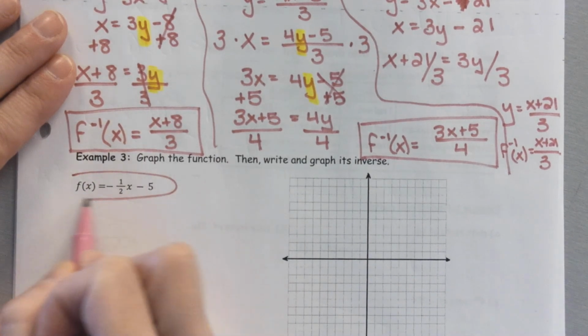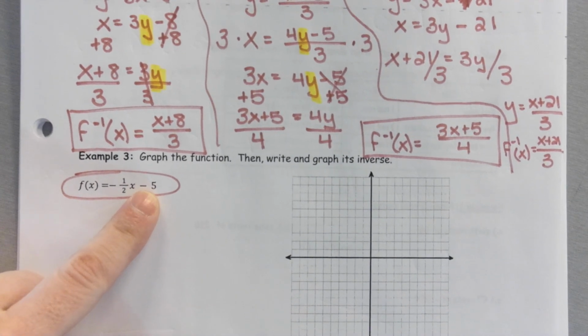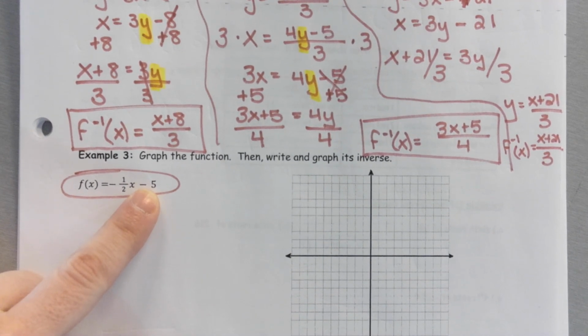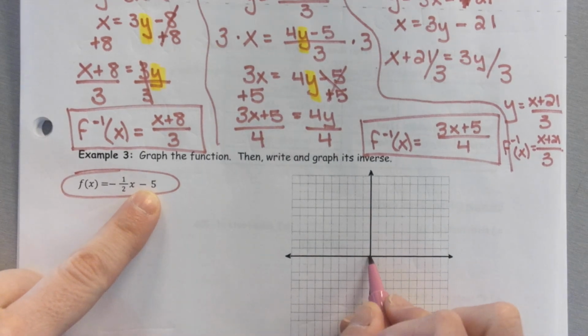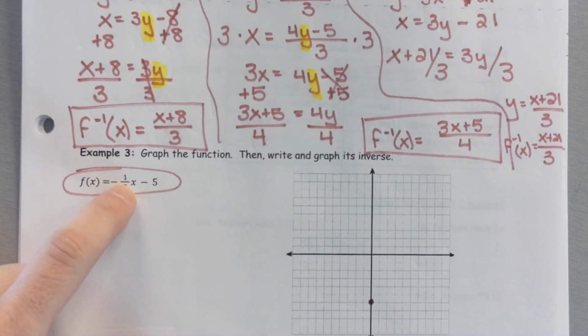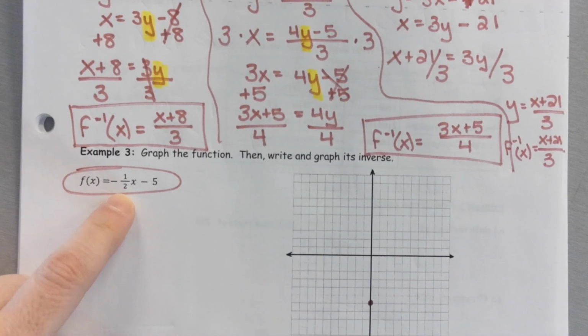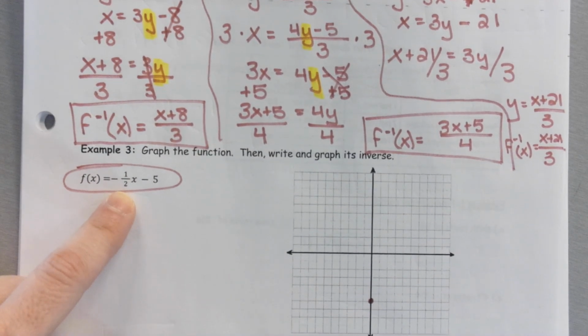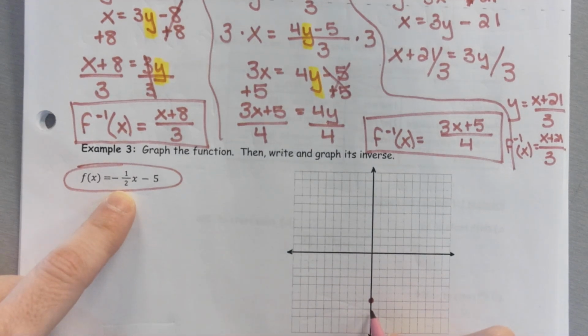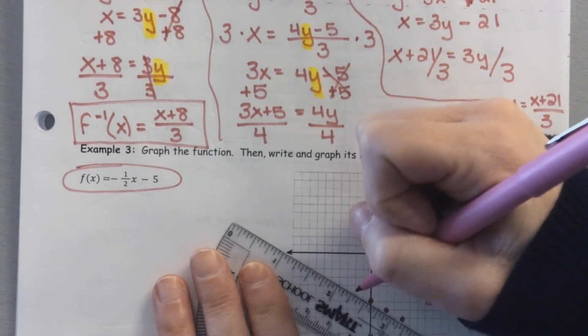All right, let's graph this one as it is. I'm going to graph using the idea that this is in slope-intercept form. So my intercept is at negative 1, 2, 3, 4, 5. And my slope tells me to do what? Yeah, down 1 over 2, down 1 over 2. So that would be one of my graphs.